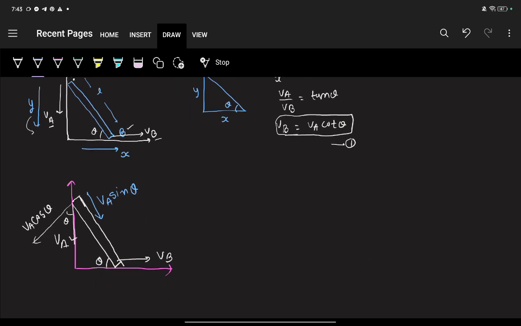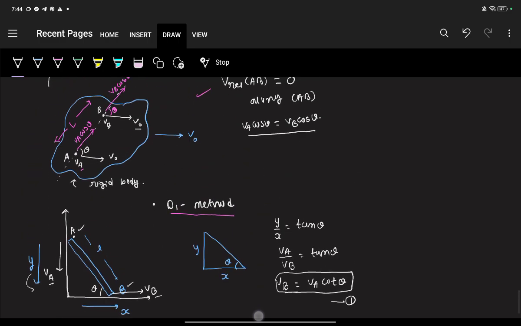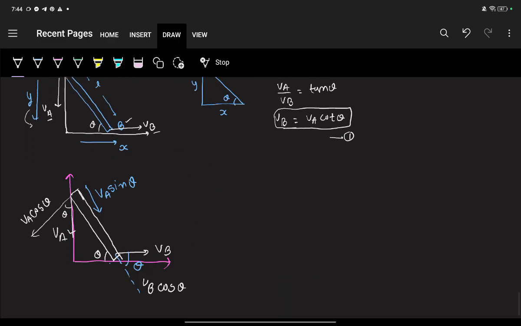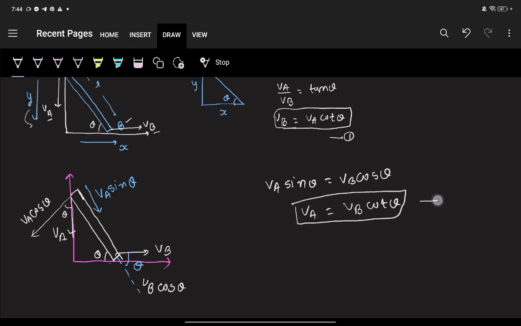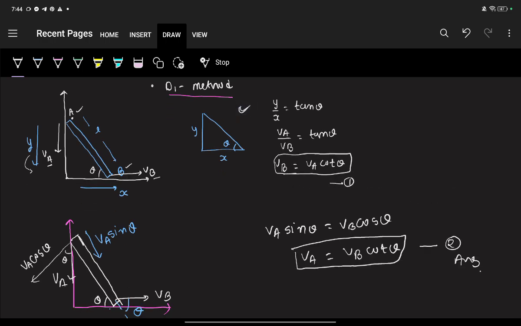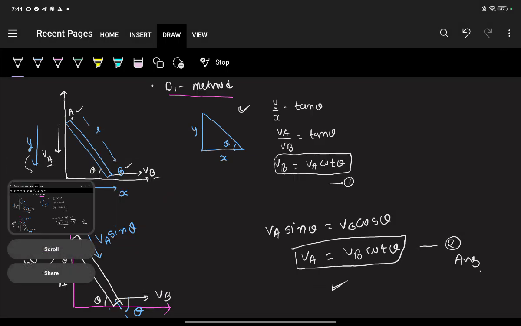Now if this angle is theta, that means this angle is also theta. That means this is VB cos theta. Yes or no? And according to this theory, along the line velocities should be equal, right? That means VA sin theta should be equal to VB cos theta. That means VA is VB cot theta. See? So this was demanding some geometrical approach, but this is pure physics, right? So this is the difference.